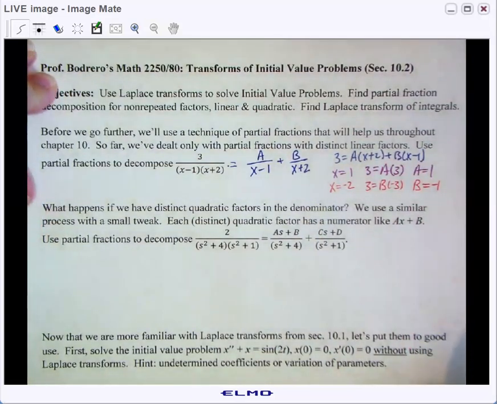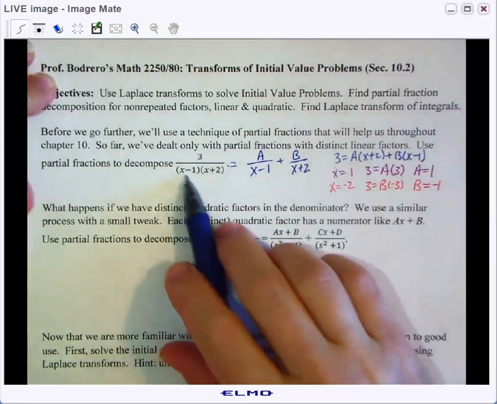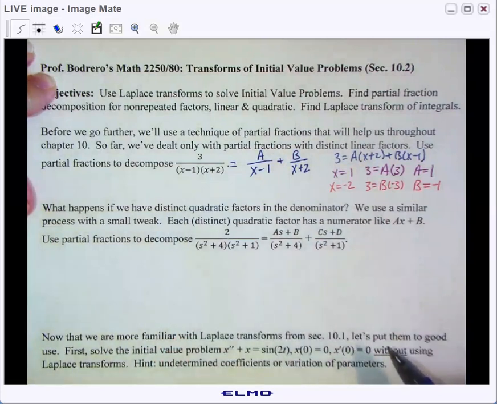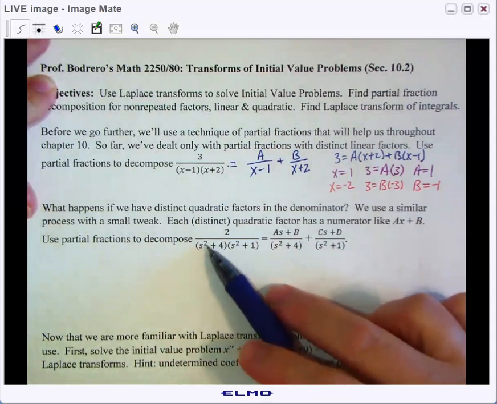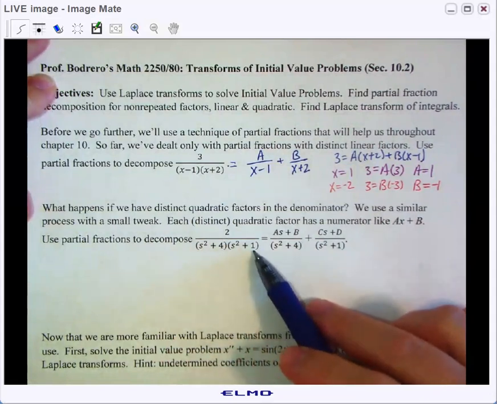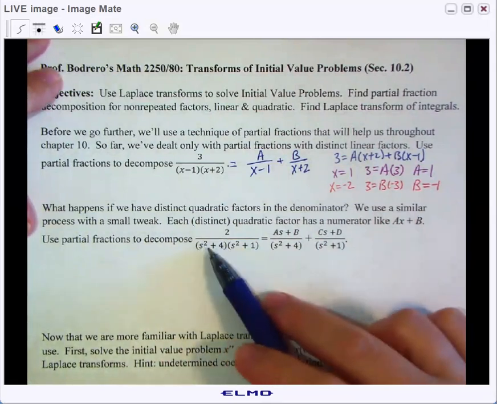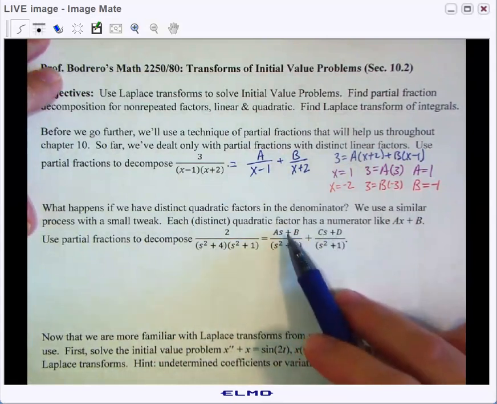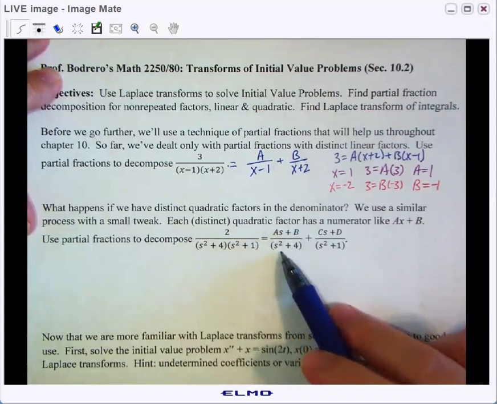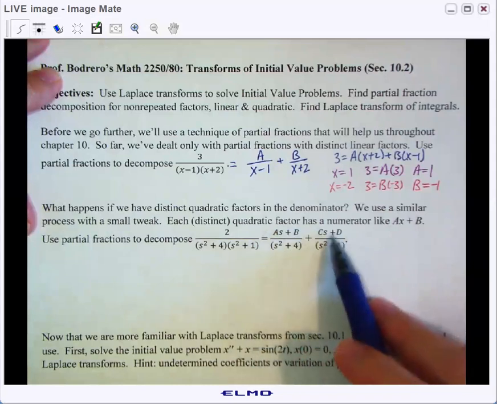Okay. So what if instead of having linear factors like x minus 1 and x plus 2, we have quadratic factors? So we've got x squared plus 4 and x squared plus 1 here. We're going to do a similar process, but when we break these up into proper fractions, for this to be a proper fraction, the numerator needs to be a linear factor because the denominator was a squared factor, a quadratic factor, and same thing here.